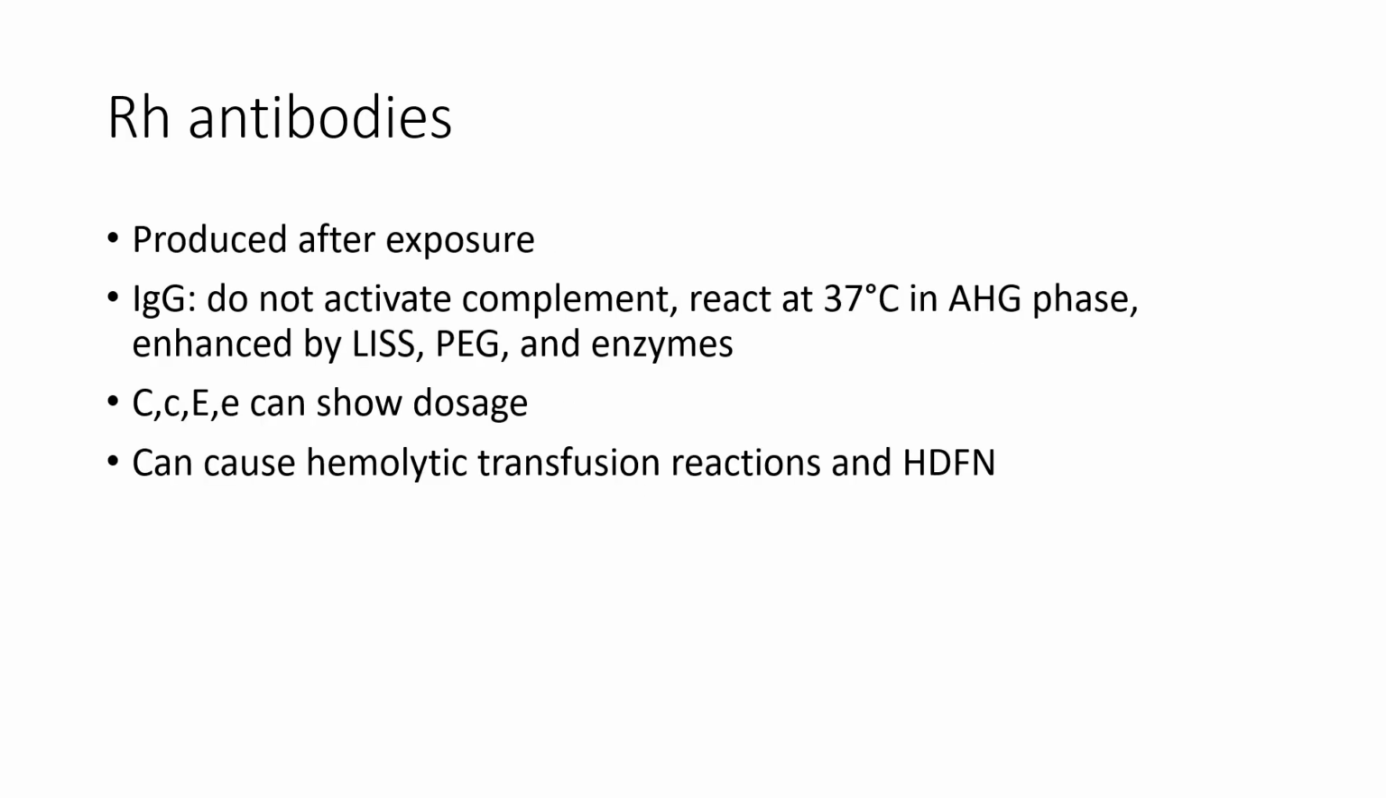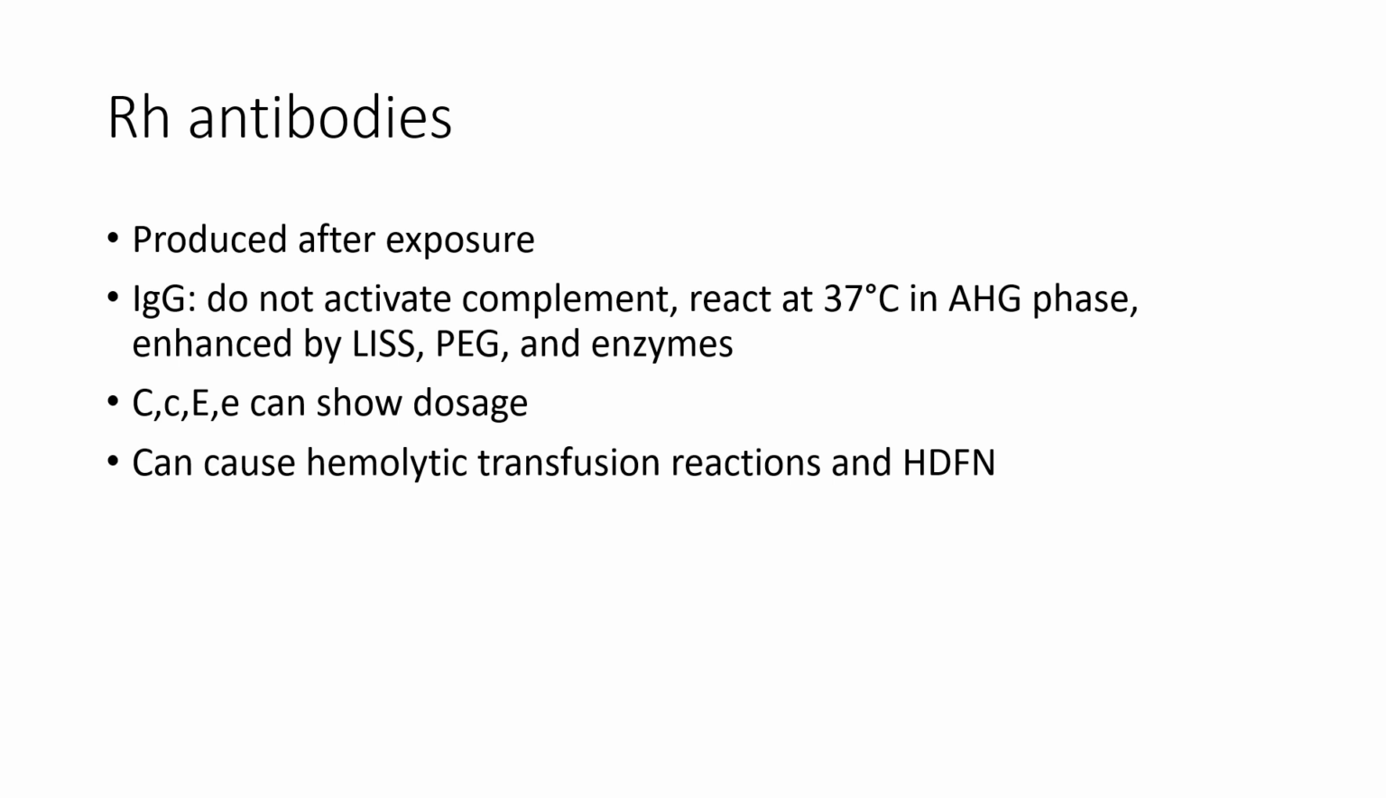Unlike anti-A and anti-B antibodies, Rh antibodies are produced after exposure to Rh antigen, usually from a red blood cell transfusion or during pregnancy. Rh antibodies are IgG. They do not activate complement. They react at 37 degrees and in the AHG phase. Rh antibodies are also enhanced by Lys, PEG, or enzymes.